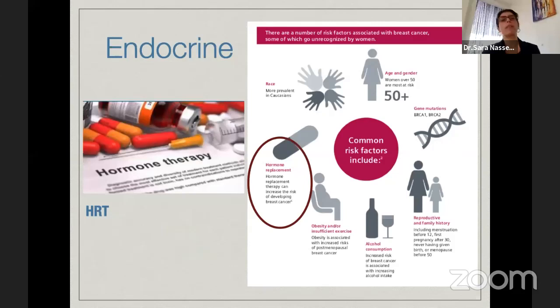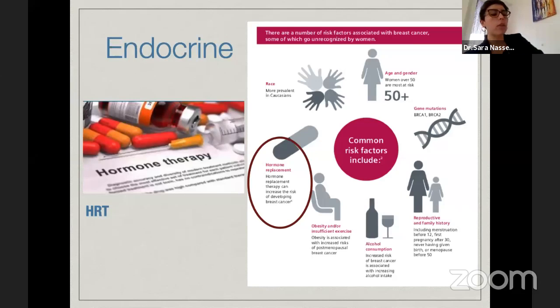Hormone replacement therapy. Now, this has been a controversial topic for many years, whether hormone replacement therapy, and what type of hormone replacement therapy, actually increases the risk of breast cancer. So combined hormone replacement therapy with estrogen and progesterone does increase the risk of developing breast cancer, but the increase in risk is moderate and not significant. And actually, there are some lifestyle risk factors that have a higher increase in risk than hormone replacement therapy.